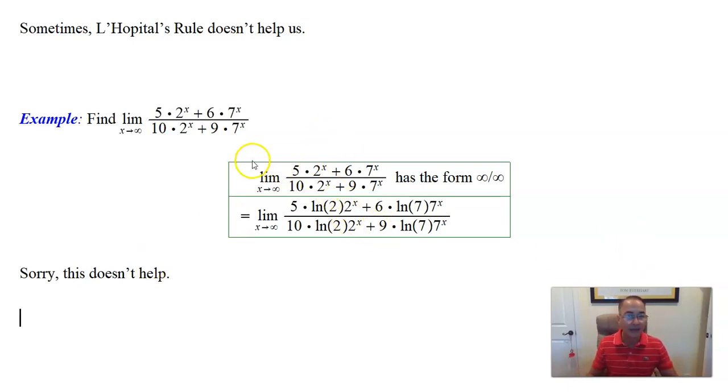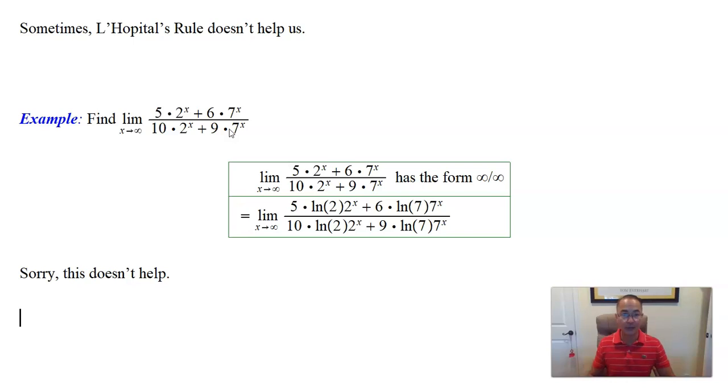So the key here is a to the x. We know the behavior of a to the x, and we have two choices. We can either multiply and divide by 2 to the x, or multiply and divide by 7 to the x. If we divide by 2 to the x, we will get 7 halves to the x here, but as x goes to infinity, 7 halves to the x still goes to infinity. So we'll still get an infinity over infinity form, and maybe we can use L'Hopital's.